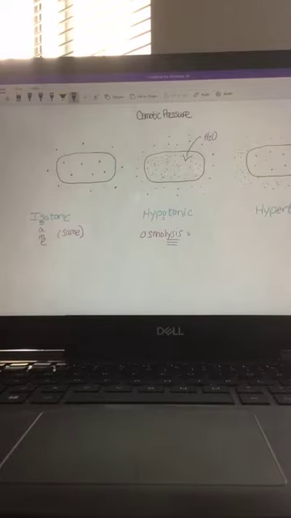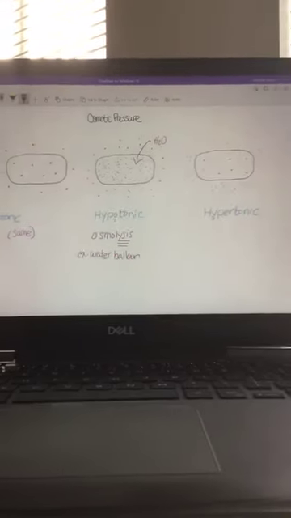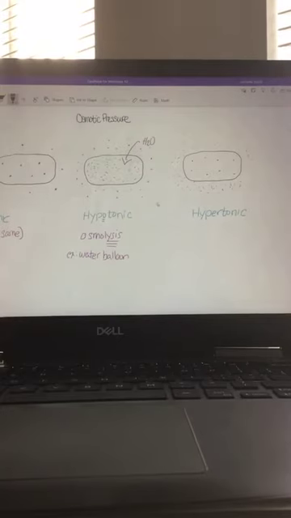Think of a water balloon as an example. You pour water into that water balloon, and it'll expand and expand. If you put too much water, that balloon will break. This is osmolysis. So think of it that way. Let's go back to hypotonic. So we have osmolysis. For an example, think of a water balloon.